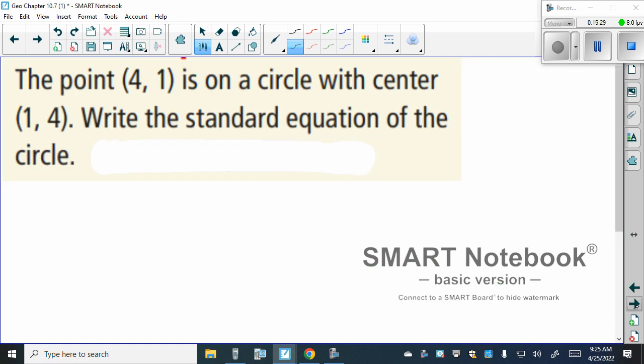The point (4, 1) is on a circle with a center of (1, 4). Write the standard equation of the circle. Our standard equation is x minus h squared plus y minus k squared is equal to r squared.